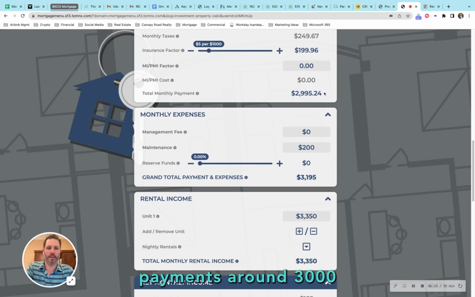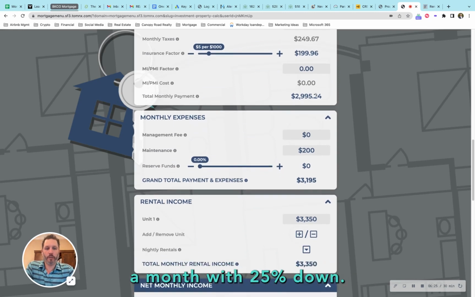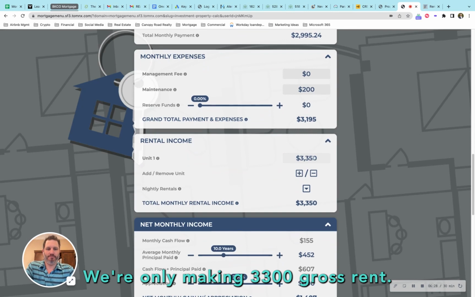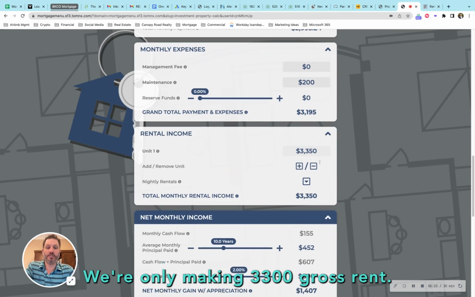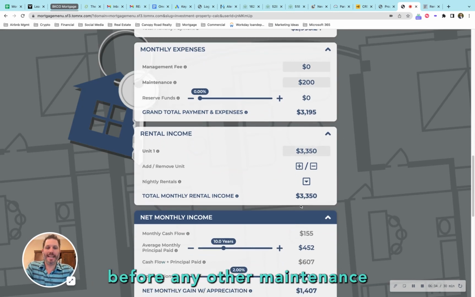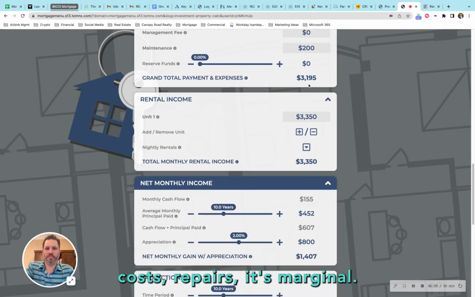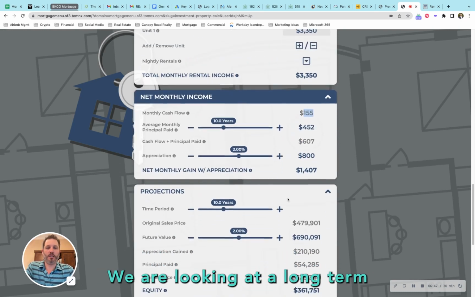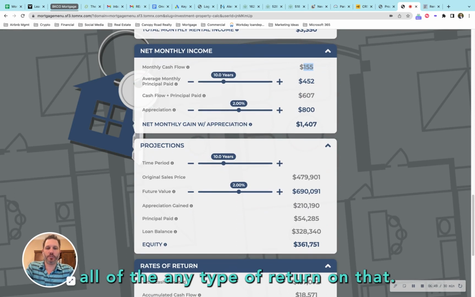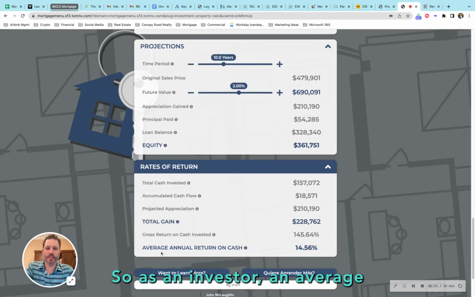We got our monthly payments around $3,000 a month with 25% down. We're only making $3,300 gross rent. So gross rent before any other maintenance costs, repairs, it's marginal. 10% without anything else is not very good. So if our cash flow is $155 a month, we are looking at a long-term hold to see any kind of return on this. So as an investor, an average return over 10 years at 14%, it's not very good.